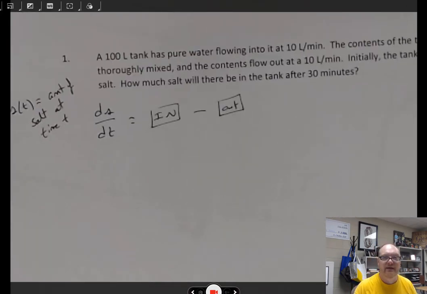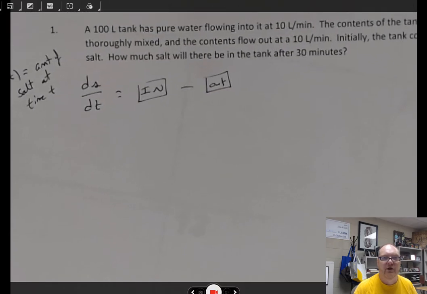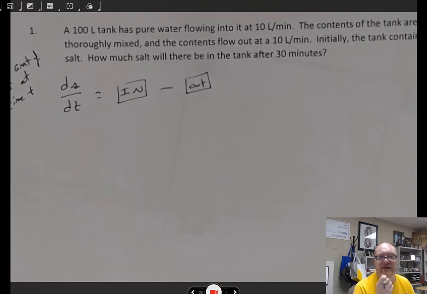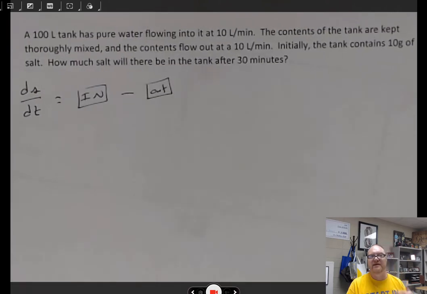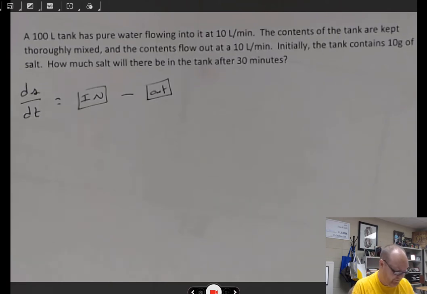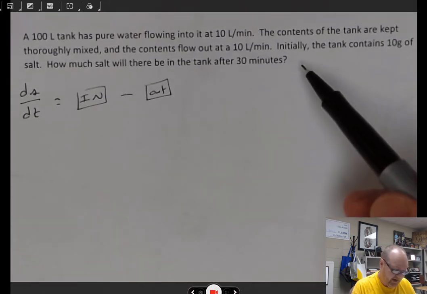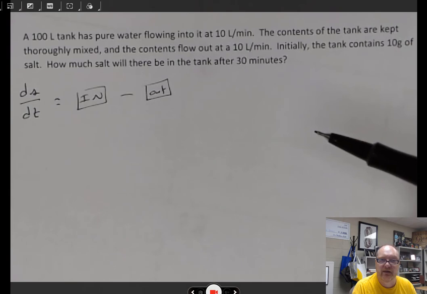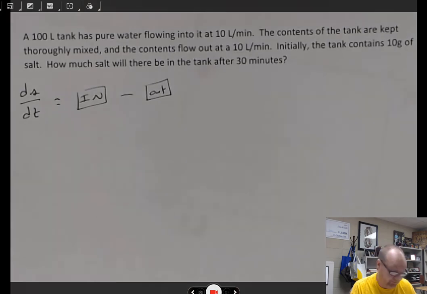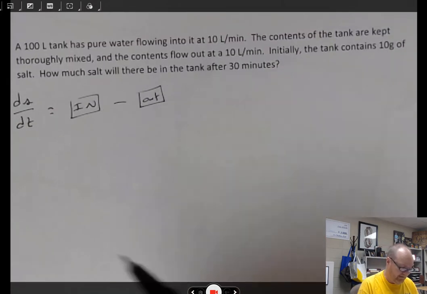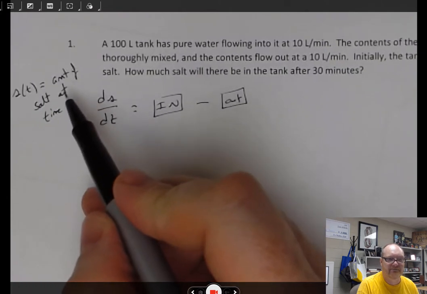let's look at number one, which I've already started. A 100-liter tank has pure water flowing into it at a rate of 10 liters per minute. The contents of the tank are kept thoroughly mixed, and that's just so that the distribution is uniform and I can model it. It'll say that every time, but other than giving me the right to set my equation up like I'm doing, that's the only significance of it. And the contents also flow out at a rate of 10 liters per minute. So no salt's going in, but I've got some salt in the tank where some salt is going out. So I'm going to let S represent the amount of salt at any time t.